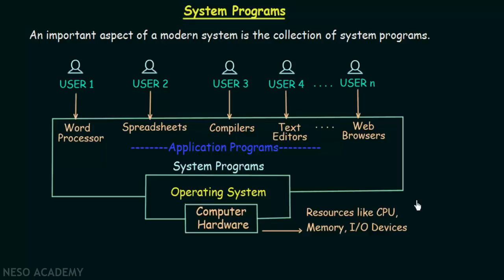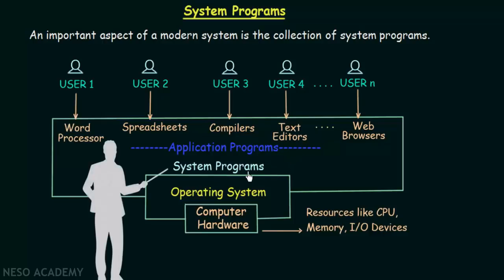So if we look at this, we find that at the lowest level, we have our computer hardware, which comprises resources like the CPU, memory, and input-output devices. Just on top of that, we have the operating system. On top of this operating system, we have the system programs. And on top of the system programs, we have our application programs like word processors, spreadsheets, compilers, text editors, web browsers, and so on. Then we have the users who are interacting with the systems. So what we are going to discuss today is these system programs.